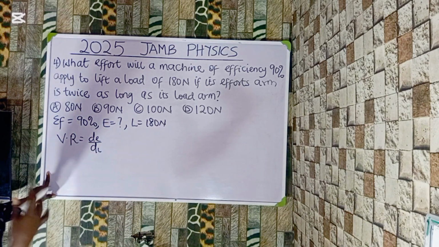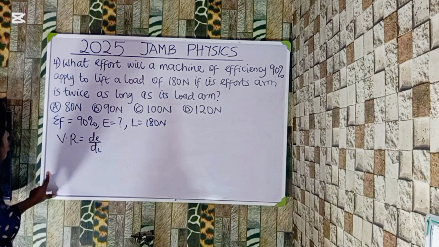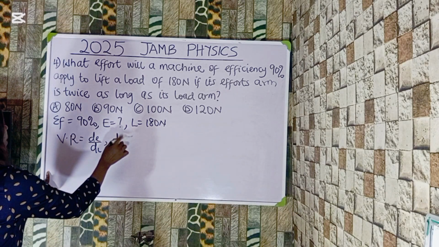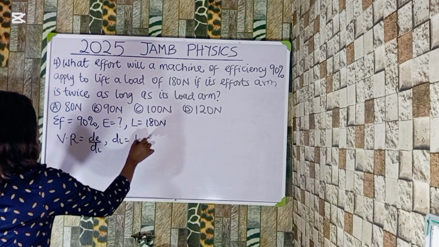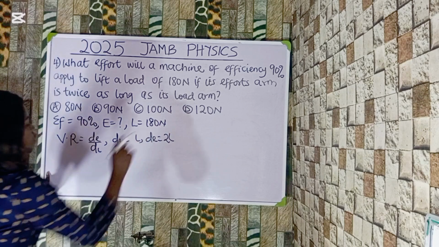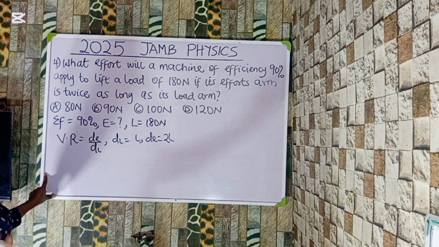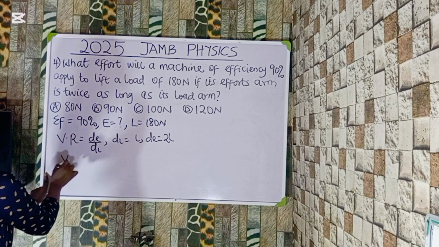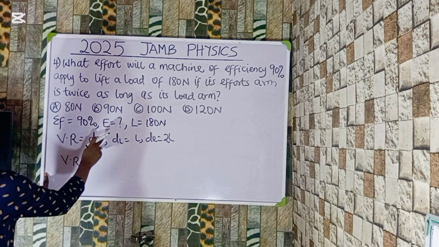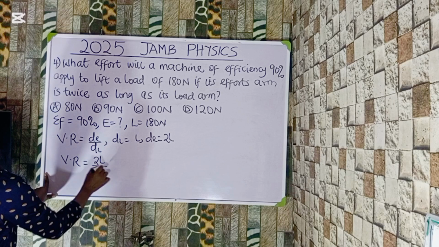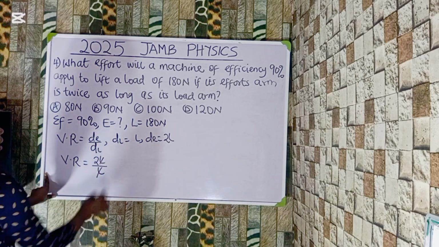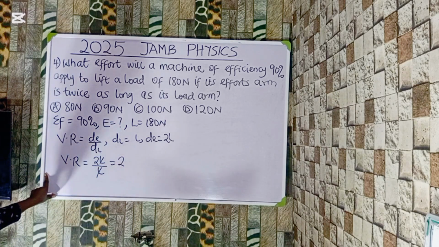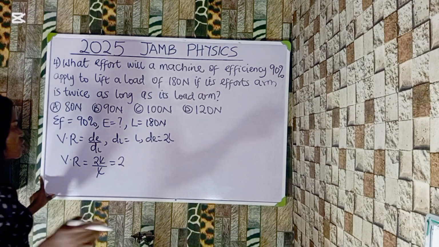But in this question, the effort arm is twice as long as the load arm. So if the distance moved by the load is L, that means the distance moved by effort is 2L. Simply, that is what they mean. Is that clear? So let's do the division. We have velocity ratio equal to distance moved by effort, 2L, over distance moved by the load, L. When this cancels out, my velocity ratio is equal to 2. Is that clear? So what we are going to do now is to apply our efficiency formula to solve.